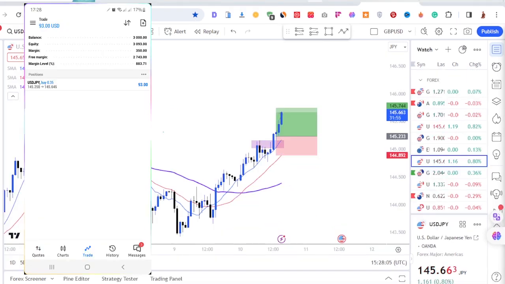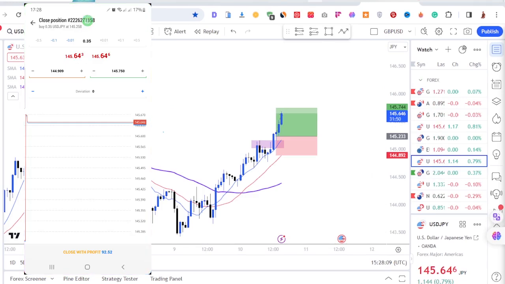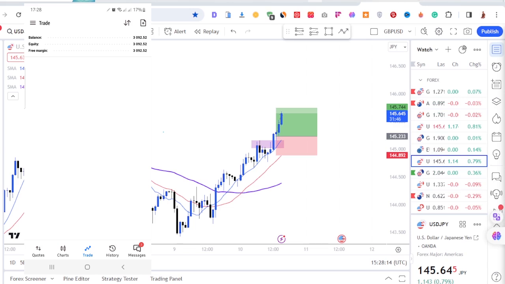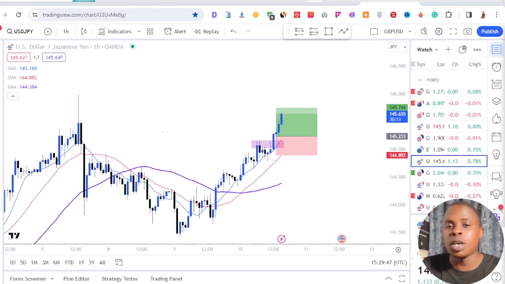Okay, so this trade is about to hit my take profit, and as you can see I've made around $93 on this trade. So what I'm going to do here is just close this trade right now with a profit of $92.52.